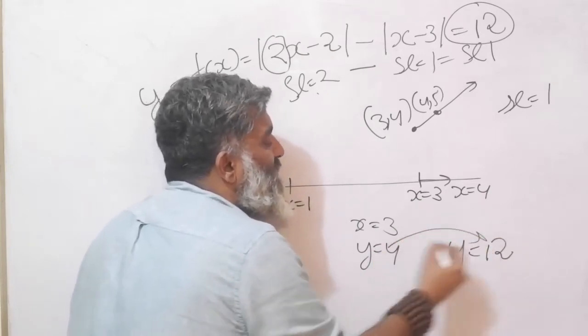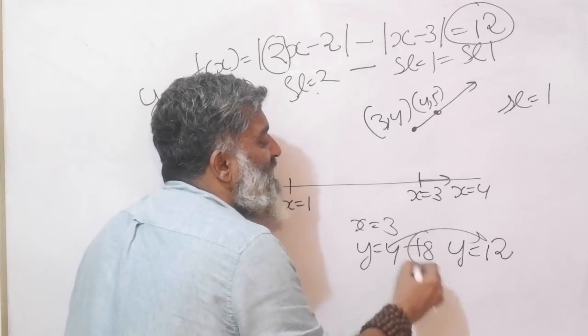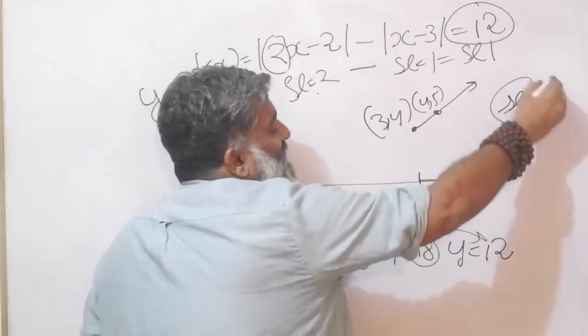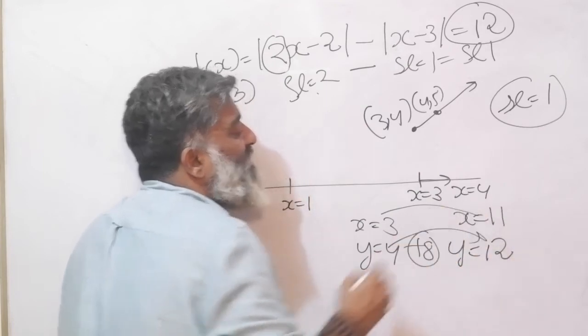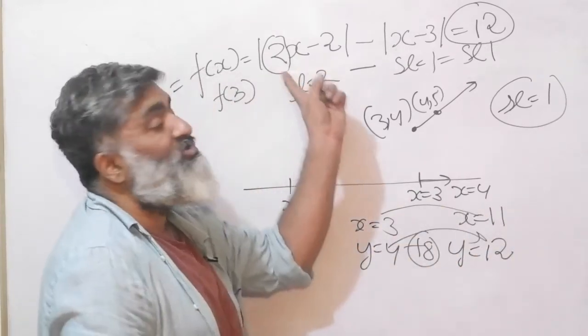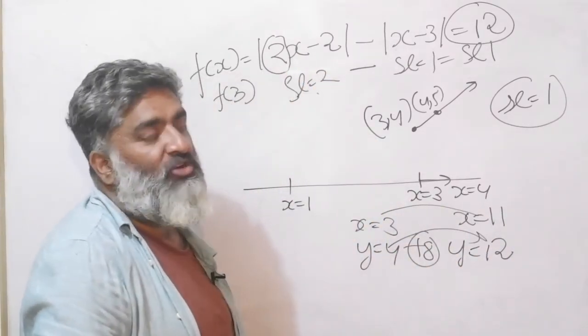So can I travel from 4 to 12? Yes, there is a plus 8. What is the slope? 1. That tells me that x also should change by plus 8 only. So therefore x will be 11. Put 11 in the story and check for yourself whether it's working or not, right?